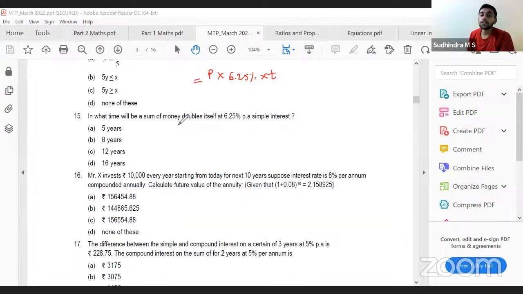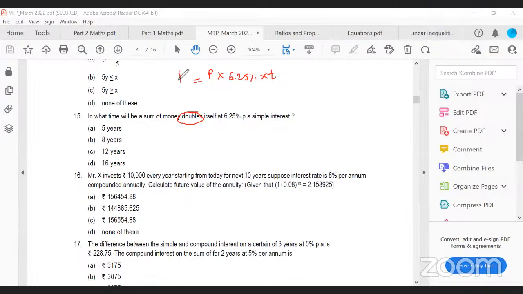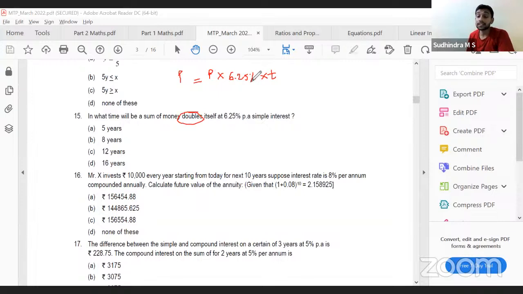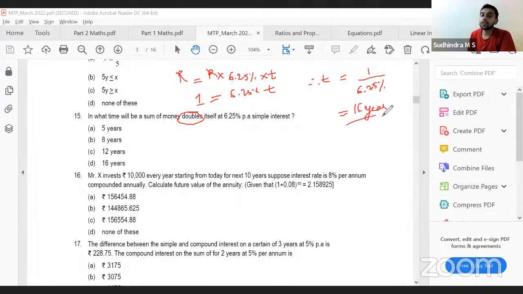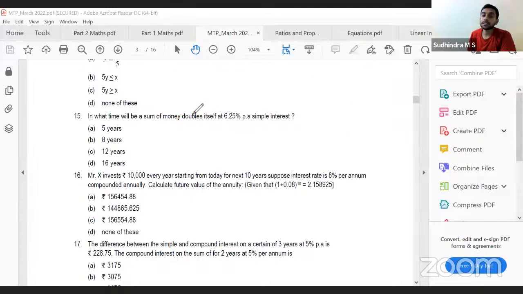Now, if the amount has to be doubled, what should be the total interest that I have to get? It should be equal to the principal. So the principal gets knocked off. So I have 1 equal to 6.25% of T, or T will be equal to 1 divided by 6.25%, which is 16 years. Alternatively, instead of going through these steps, whenever they ask us to double at simple interest, just go with 1 divided by rate of interest. You will get the number of years, 16 years.